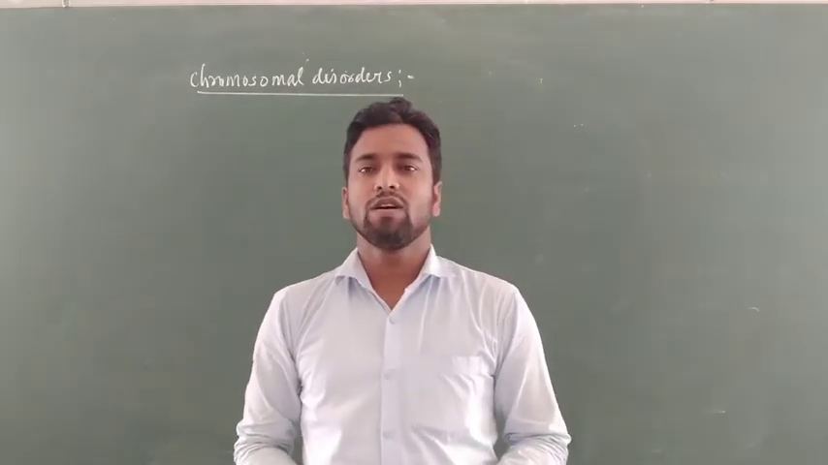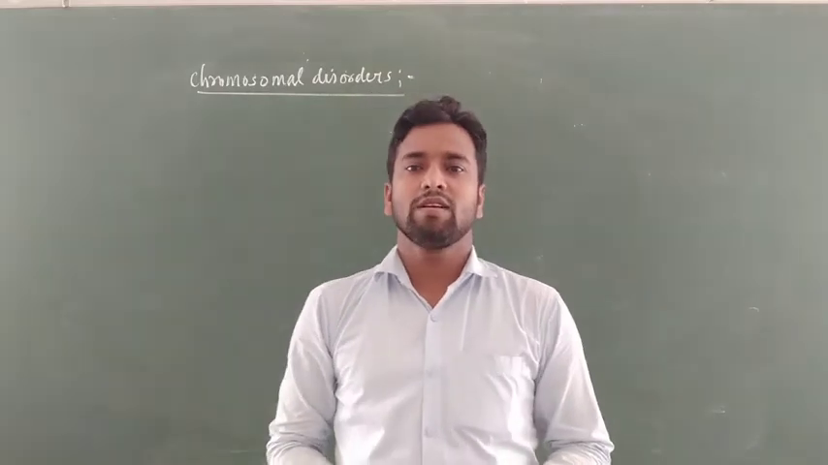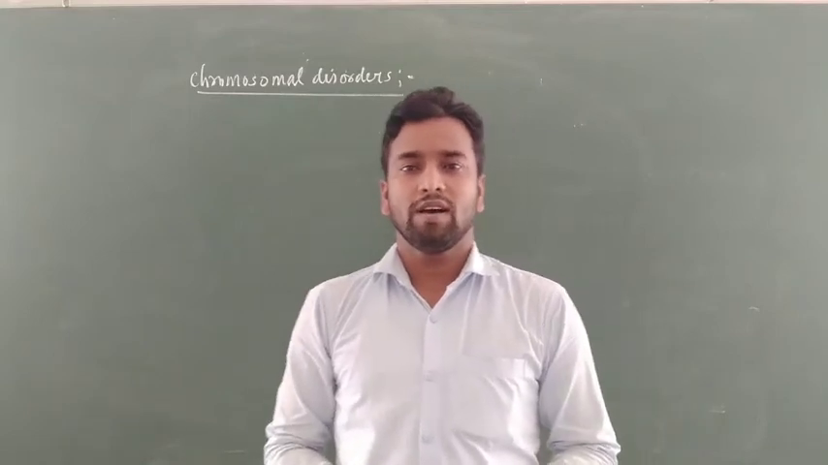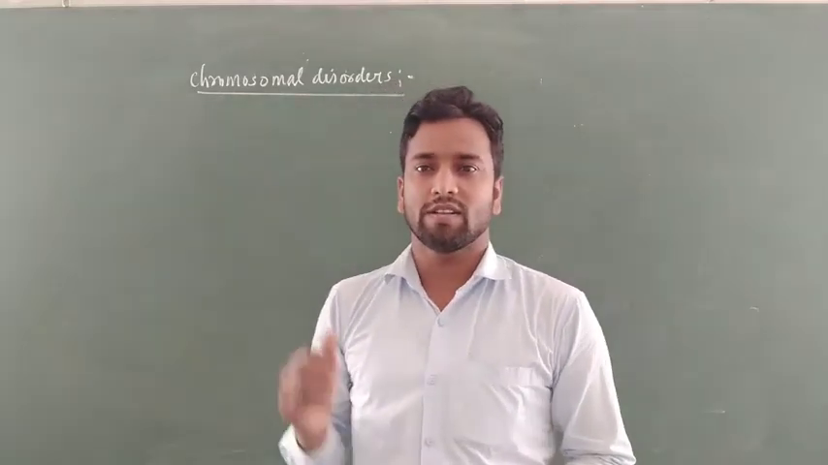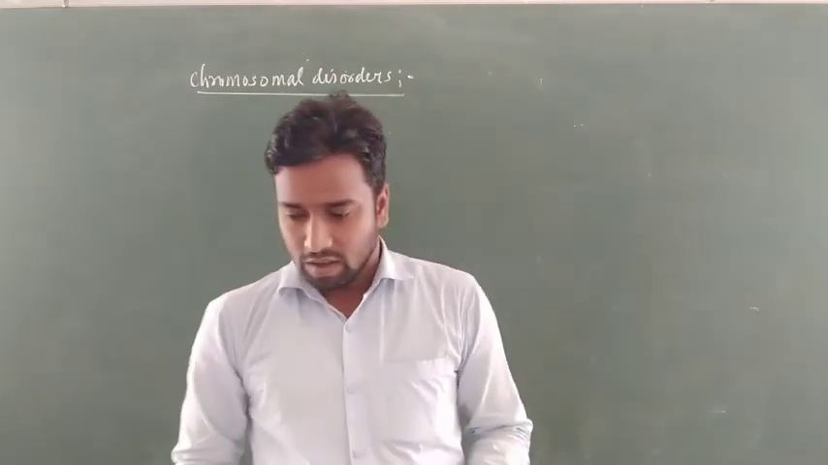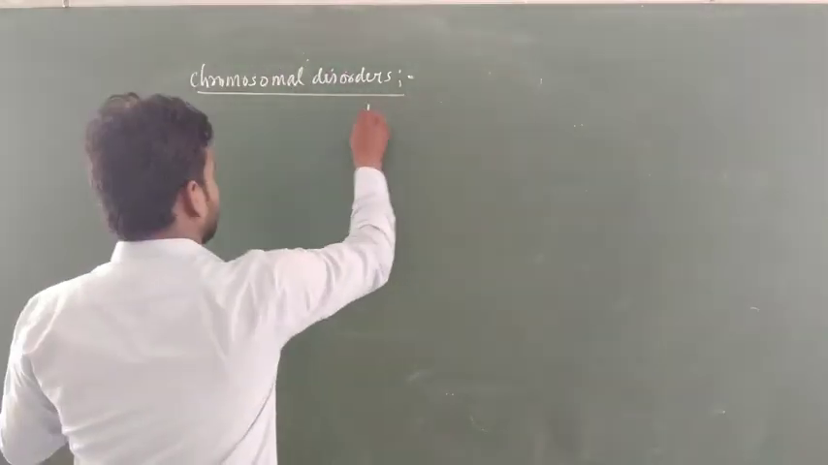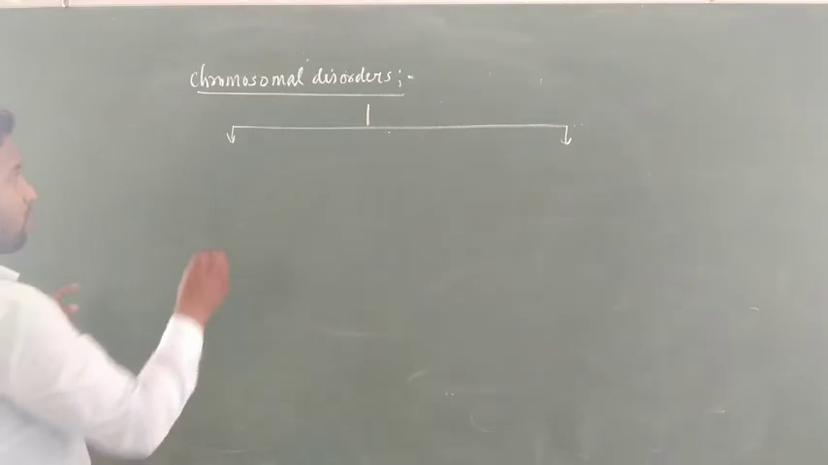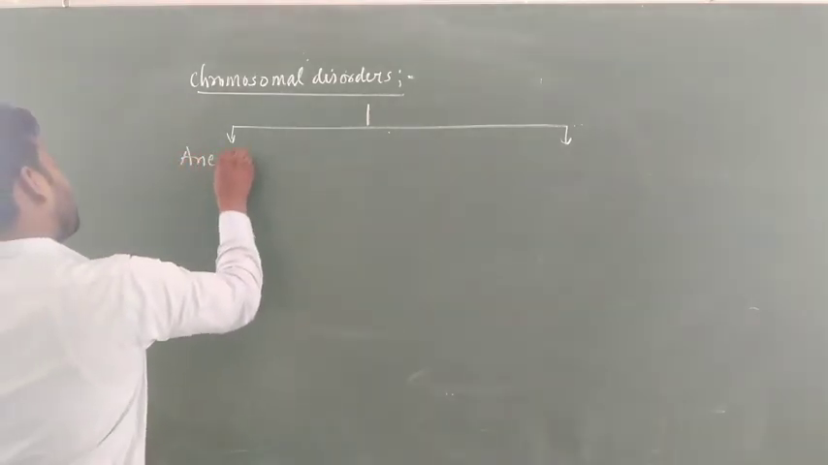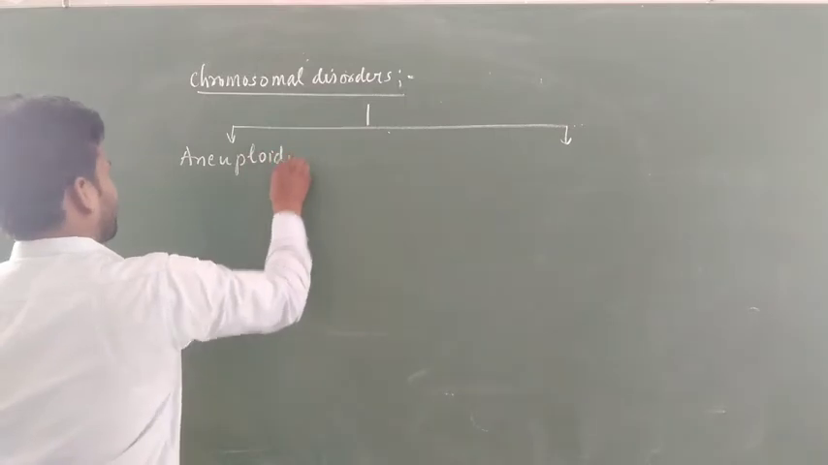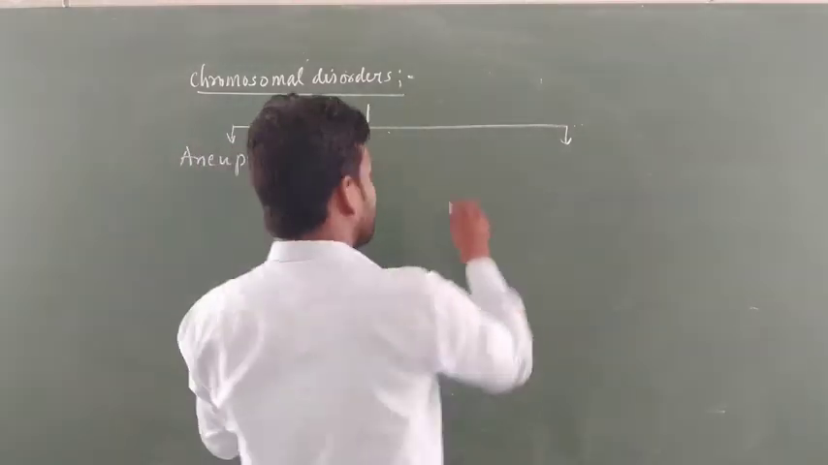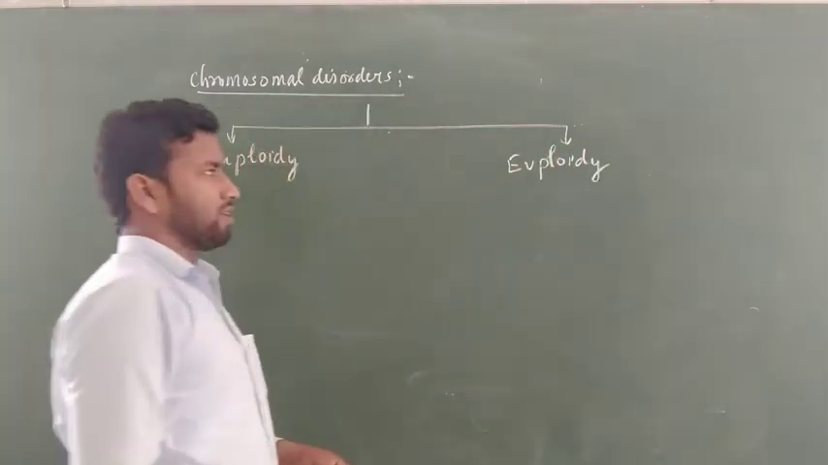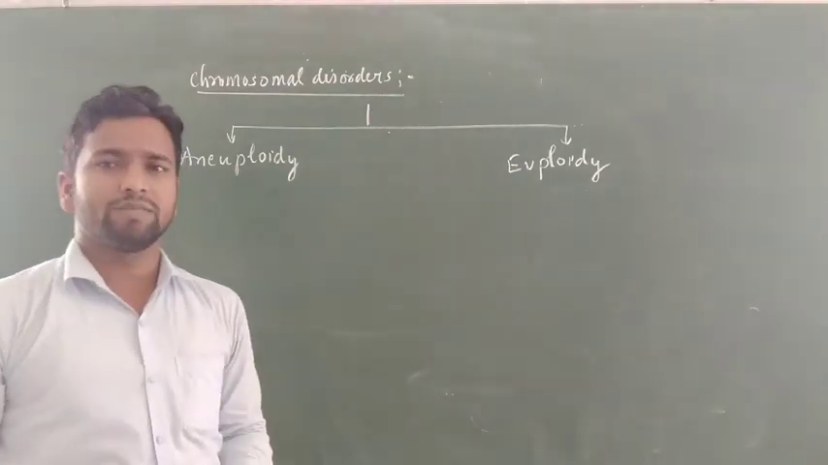Now let us talk about chromosomal disorder. Chromosomal disorder means adding or deleting a single chromosome or a whole set of chromosomes in the body of an organism. Chromosomal disorder is further classified into two categories. First is aneuploidy and second is euploidy, not polyploidy, euploidy. Aneuploidy and euploidy differ from each other.